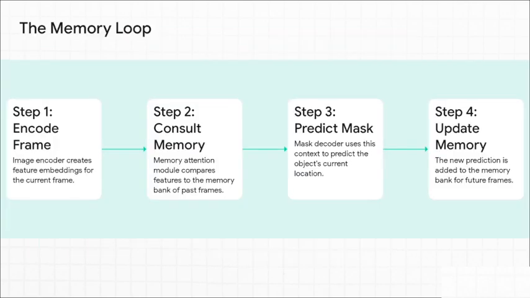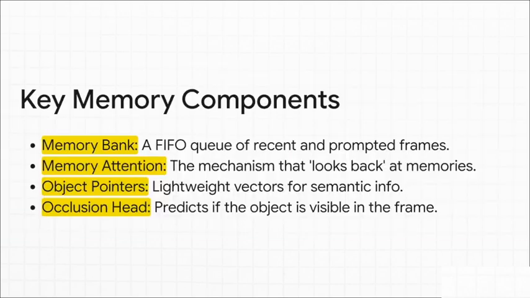The process for every single frame is this really clean four-step loop. So, first up, an encoder takes the current frame and breaks it down into a set of features. Second, and this is the really critical part, the memory attention module compares those new features to its memory bank of past frames. It's basically asking itself, okay, based on everything I've seen before, where is that object now? Third, the decoder uses all that context to predict the mask for the current frame. And finally, it updates its memory with this new info, getting ready for the next frame. It's a constant cycle.